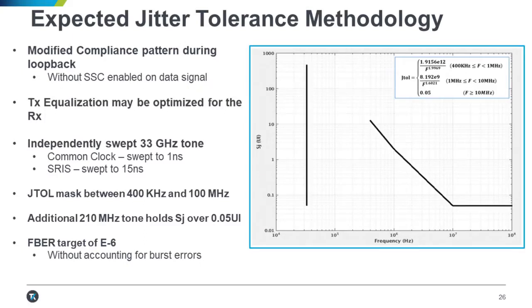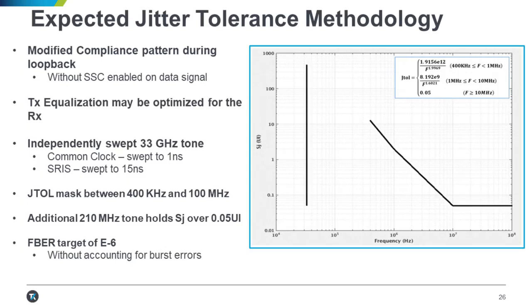All right, so next we'll look at jitter tolerance methodology. Like I said, not as much work has happened here, but this is what we expect. The modified compliance pattern will be used during loopback, not the compliance pattern. This is a longer pattern. It doesn't have those low frequency sections without SSC on the data signal, because that is one of the tones that you sweep when you're doing JTOL, and you can see that on the plot as that vertical line at 33 kilohertz.